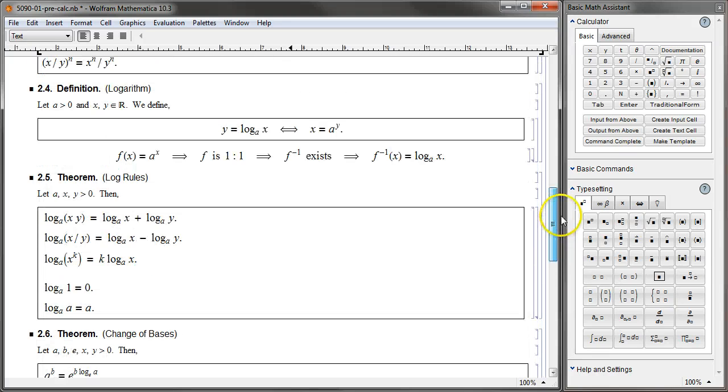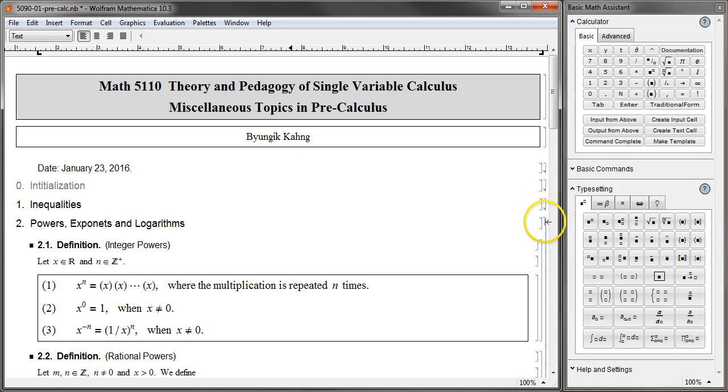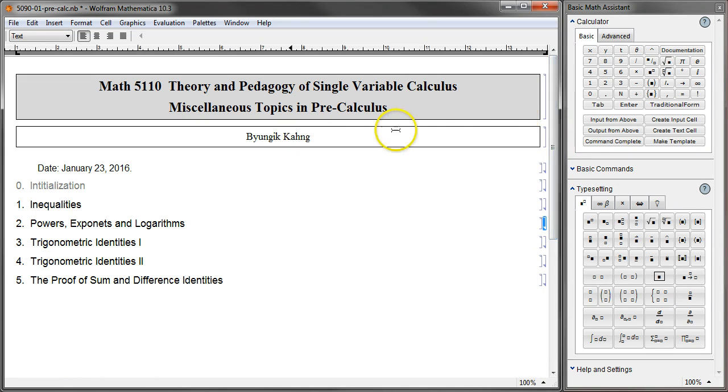In any case, I think we successfully reviewed everything about powers, exponents, and logarithms, and we even proved the log rules.